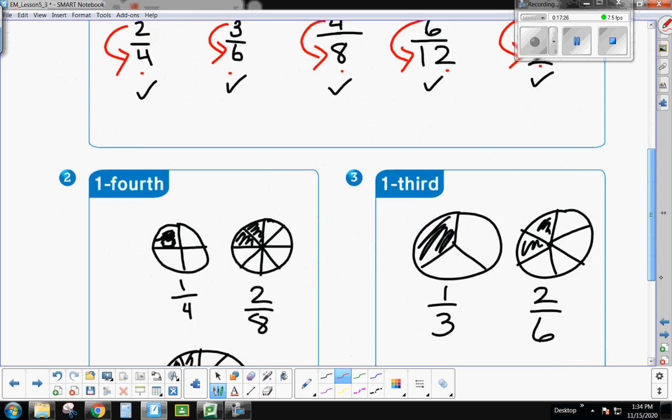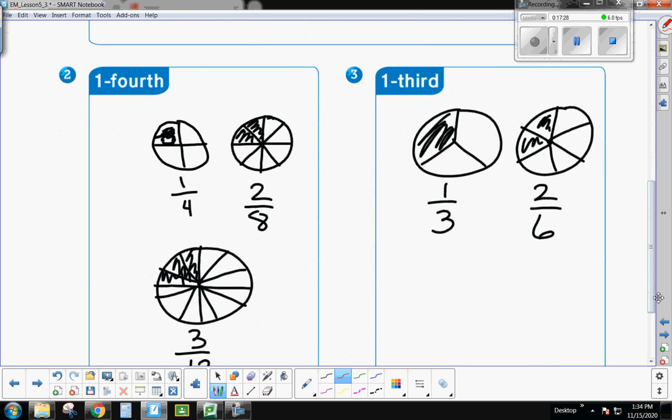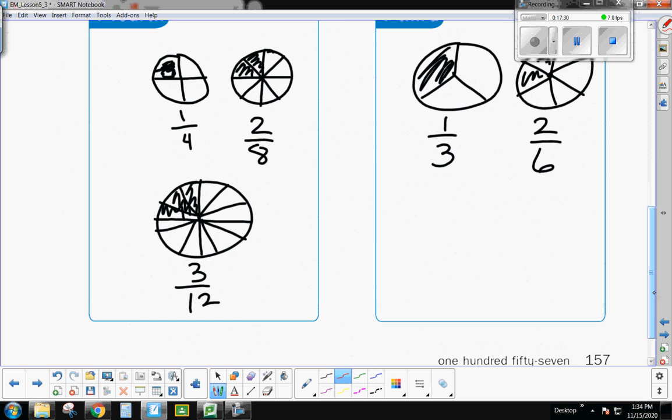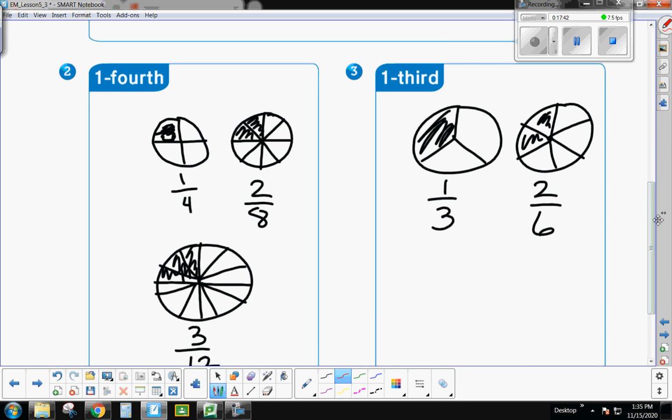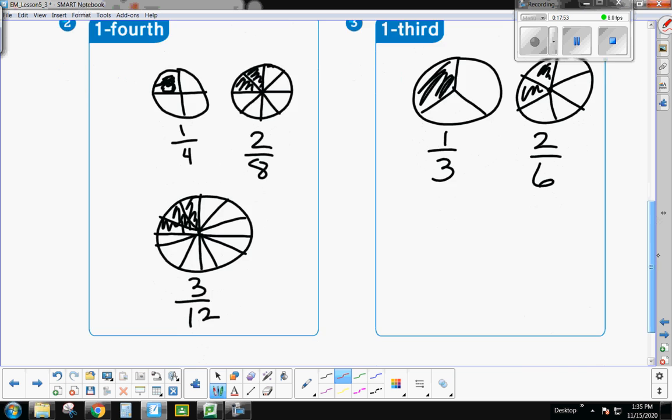All right, let's look down at our fourths. Here are the fractions you should have had for fourths. Again, we did the 1/4 together. You should have had 2/8, and the other one you should have had was 3/12. And then looking at my thirds, you should have had 1/3, and the only other one you could have made with the fraction circles available on our computer is 2/6.